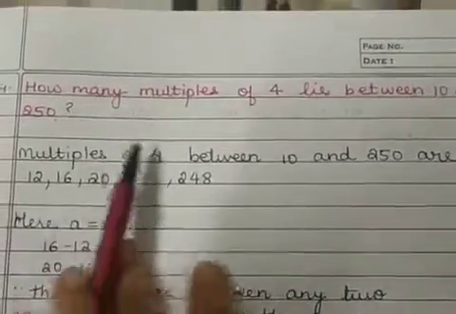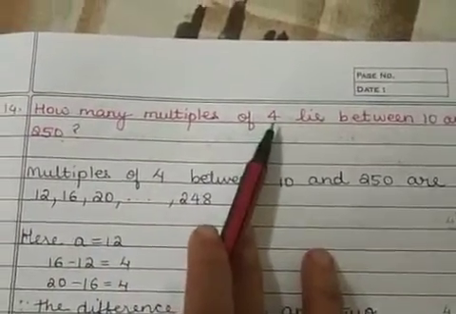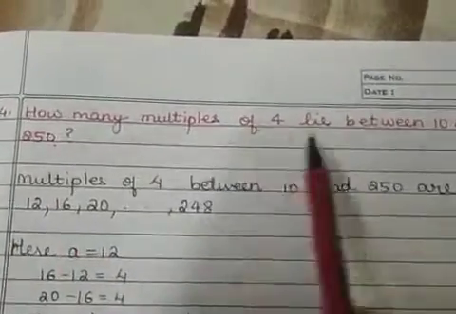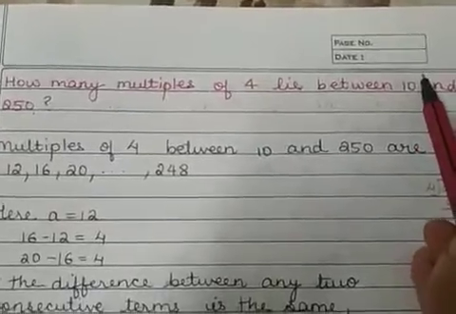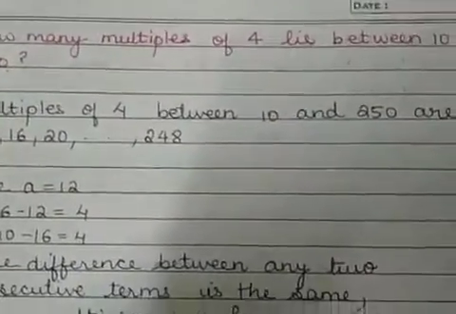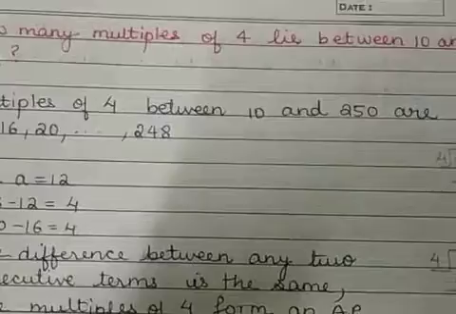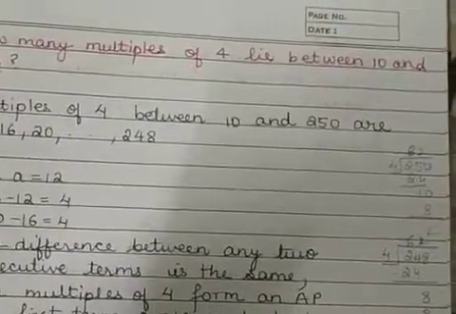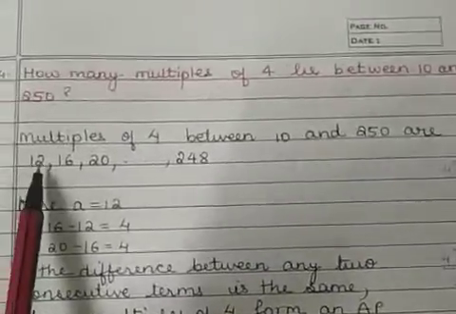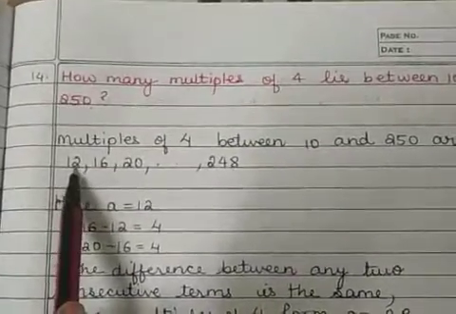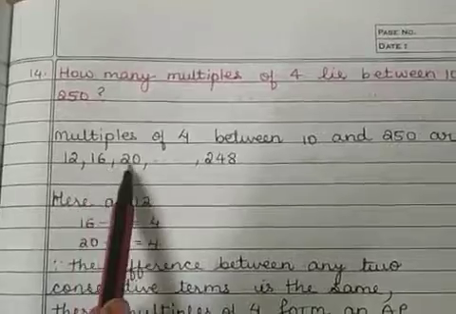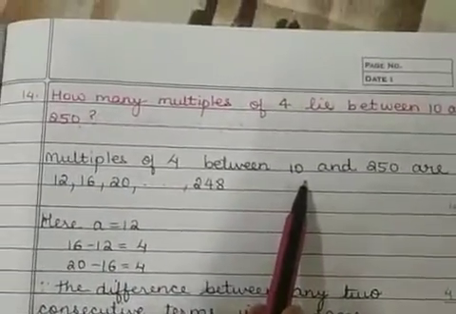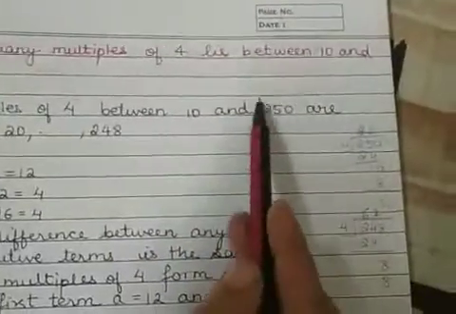So now let us write down the multiples of 4 between 10 and 250. The first multiple after 10 will be 12, which is divisible by, or is a multiple of, 4. Correct? 4 multiplied by 3 is 12. So the first multiple of 4 is 12. Next it is 16, 20, and then which is the last multiple of 4 near 250?